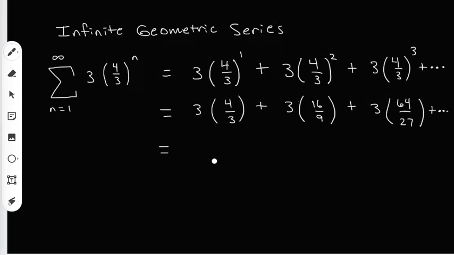So now for each term, what I want to do is multiply by 3. If I do that for the first term, I just get a 4 because the 3's will cancel out. For the next term, I'm going to get 16 divided by 3. And then for the third term, I'm going to get 64/9.